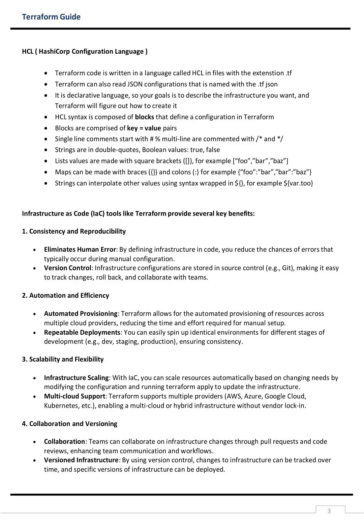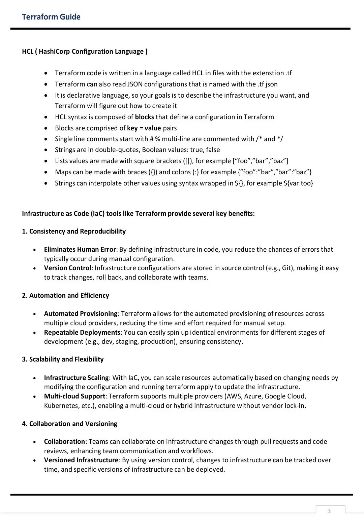Blocks are comprised of key-value pairs. Single-line comments start with #, multi-line comments are wrapped in /* and */, and strings use double quotes. Boolean values are true and false. List values are made with square brackets, for example, ["foo", "bar"]. Maps can be made with braces and colons. Strings can interpolate other values using syntax wrapped in ${}.